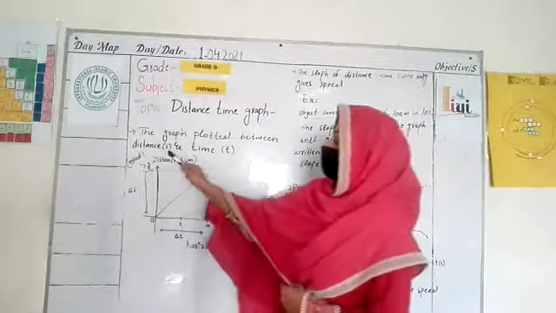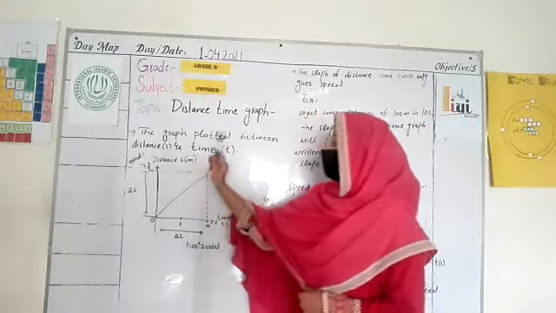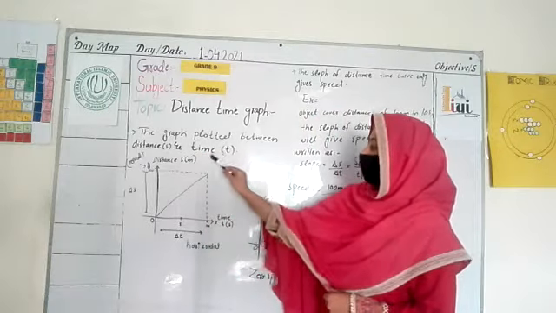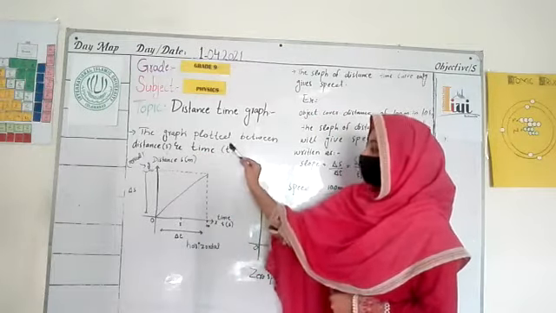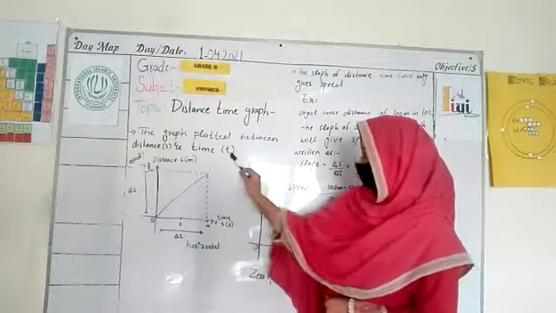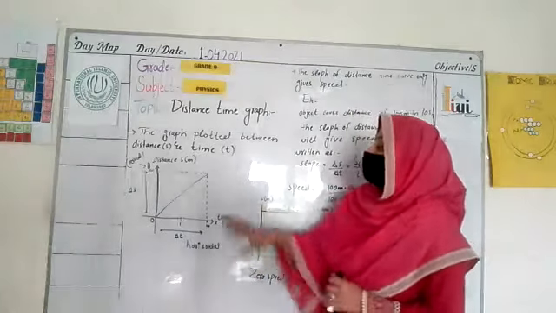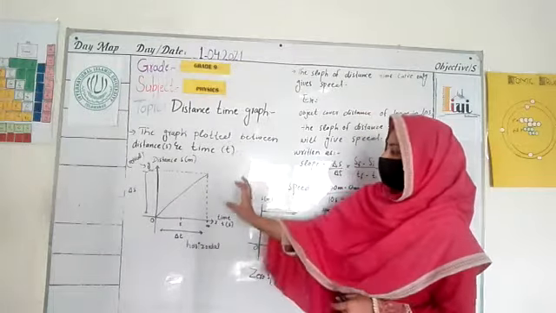S is the symbol of distance, and T is the symbol of time. So the graph is plotted between the distance and the time.